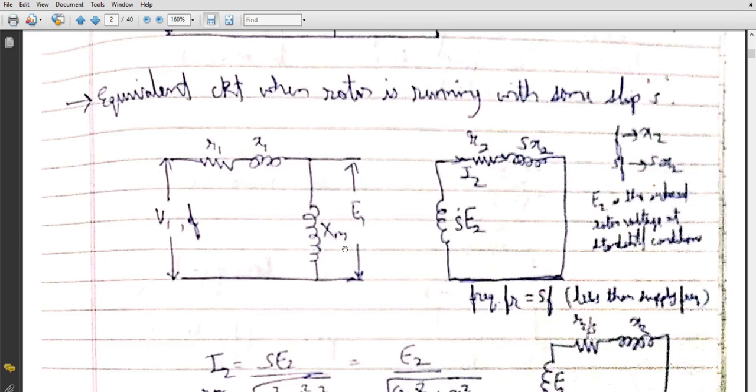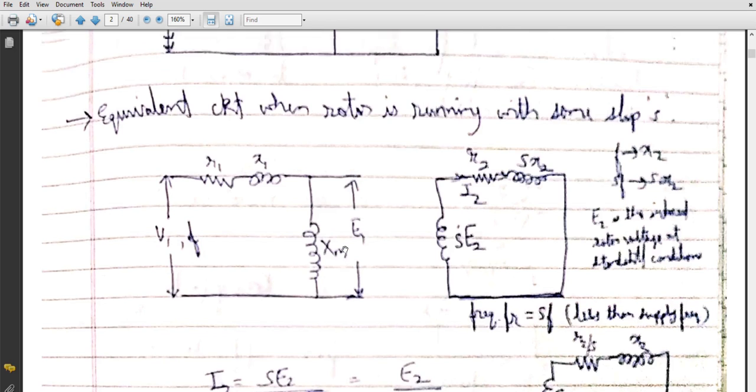Hello students. In a previous lecture, we studied the equivalent circuit of an induction machine when the rotor was stationary. We've seen how the equivalent circuit is formed. Now in today's lecture, we will study the equivalent circuit when the rotor starts rotating at some slip, let's say s.